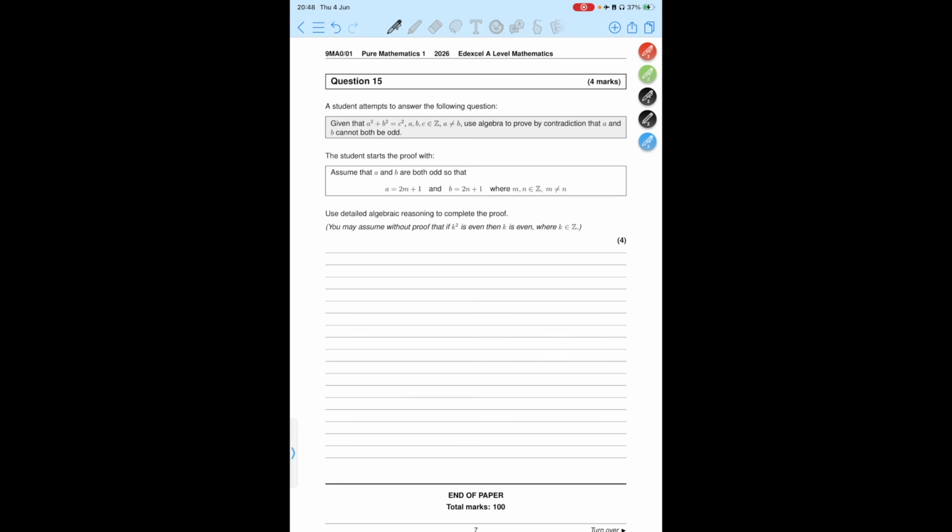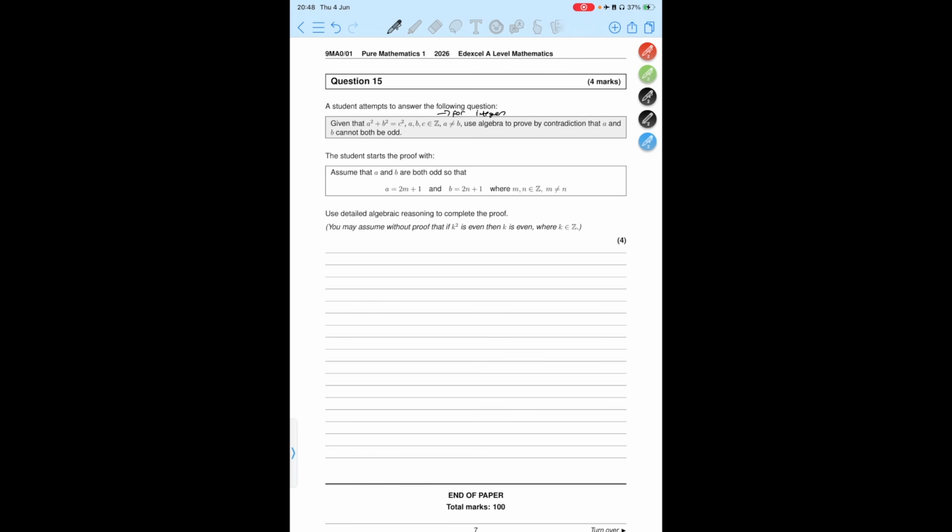So you can see here that the student is attempting to answer the following question. They're trying to prove that a squared plus b squared equals c squared for a, b, c part of Z. I think this might be where some people got tripped up. Actually, what this means is that Z represents the set of all integers. So we're trying to prove that a squared plus b squared equals c squared only works for integers. Okay, that's essentially what the notation is saying.